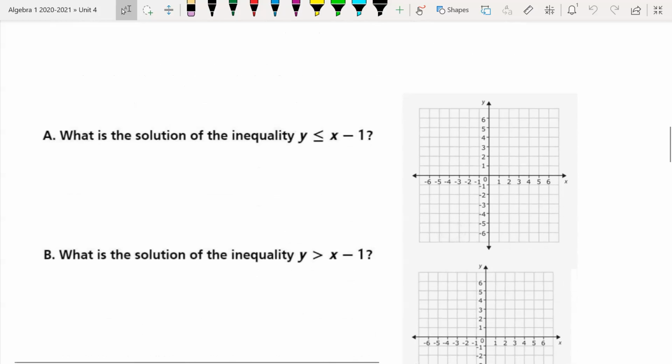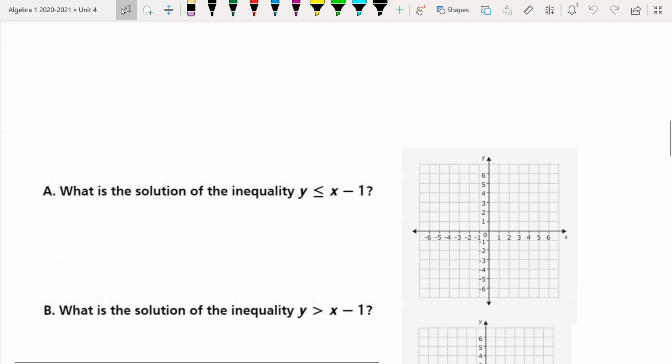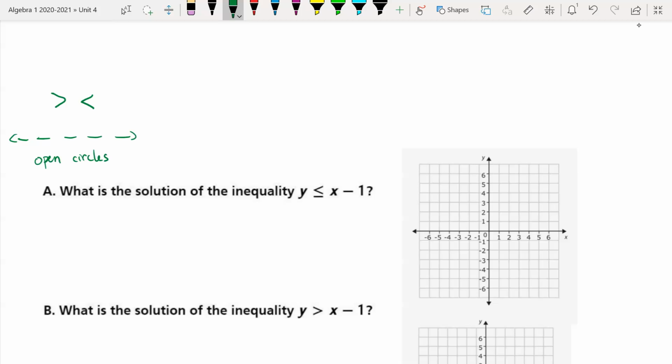So this one says, what is the solution of the inequality y is less than or equal to x minus 1? Before we get into the graphing of this, I really want to talk about a few key things. If you have a greater than or a less than sign, notice there is no equal to sign under it. We make this a dashed line, or you can graph it with open circles. It means the same thing. If you see greater than or equal to or less than or equal to, that's a solid line, aka closed circles.